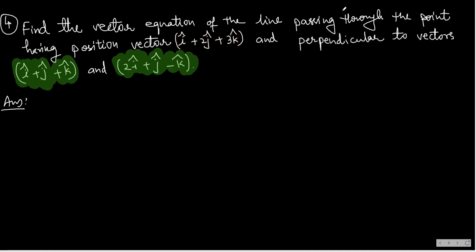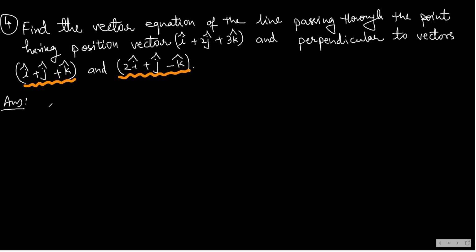Now see, unless I get one vector parallel to the line, I cannot solve the problem. I cannot proceed. I cannot find the equation of the line unless I get one vector parallel to the line. So see, how do I go ahead? See, these are two vectors which are perpendicular to the line. Let me take this vector as P bar and this vector as Q bar.